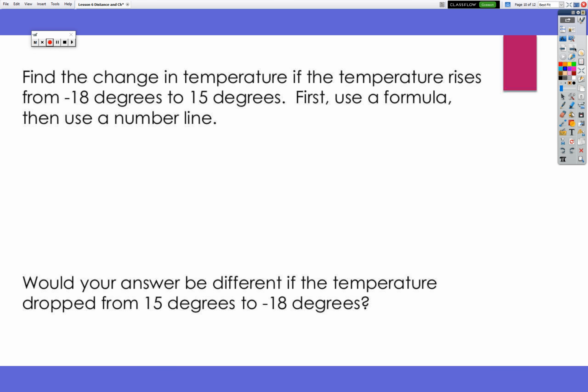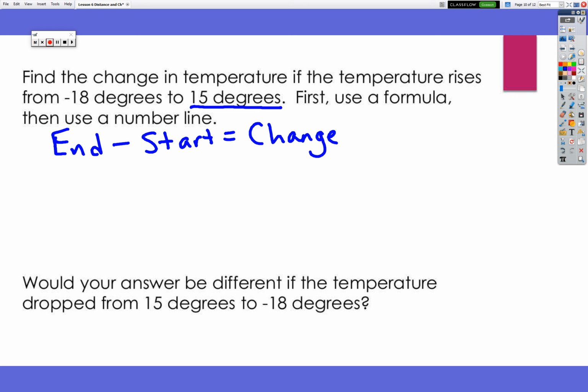Okay, this one says, find the change in temperature if the temperature rises from negative 18 degrees to 15 degrees. First use a formula, then use a number line. Okay, so remember my formula for change is the end minus the start equals change. Well, the temperature started at negative 18, it ended at 15. So 15 is my end minus my start, which is negative 18 degrees. So 15 minus negative 18.